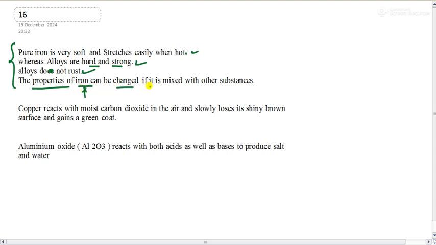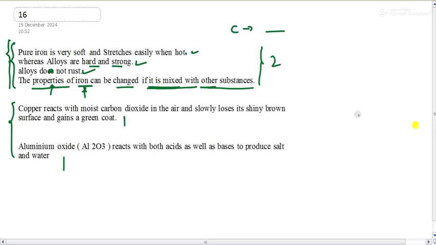Then the property of iron can be changed if it is mixed with other substances. Like when iron is mixed with carbon, it becomes steel, which is very hard, right? So it can be mixed with other substances which will change its property. So these are the points which you can write. This is for 2 marks. Actually this is a 4 mark question, so 2 marks for one over here, and 2 over here.